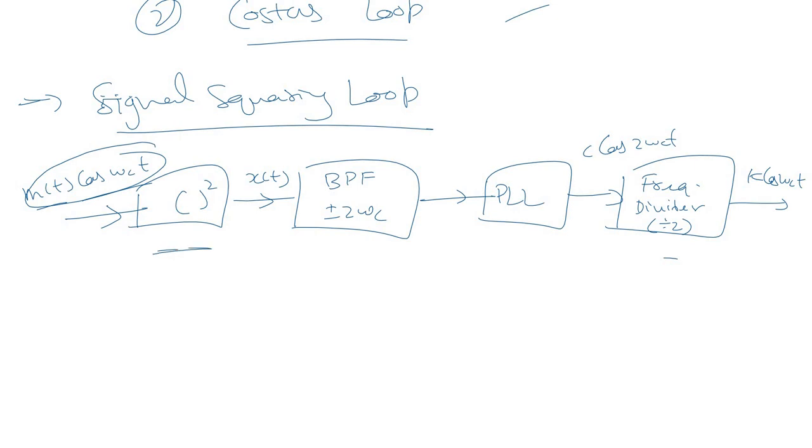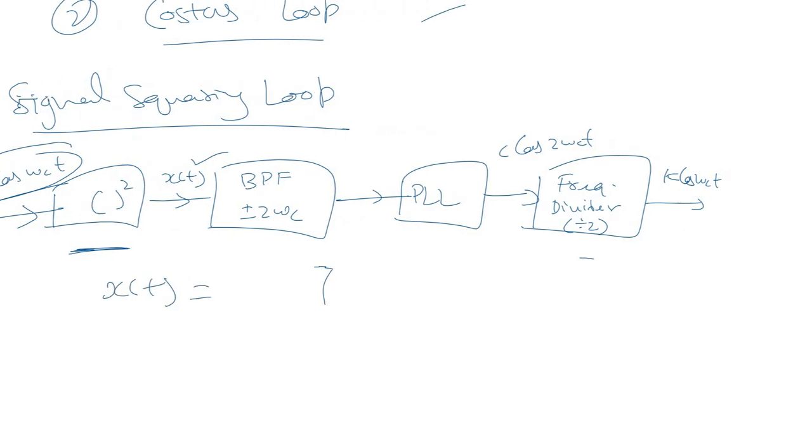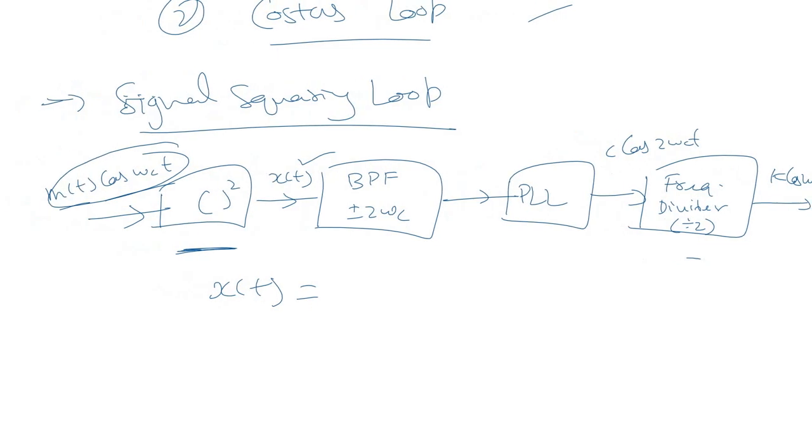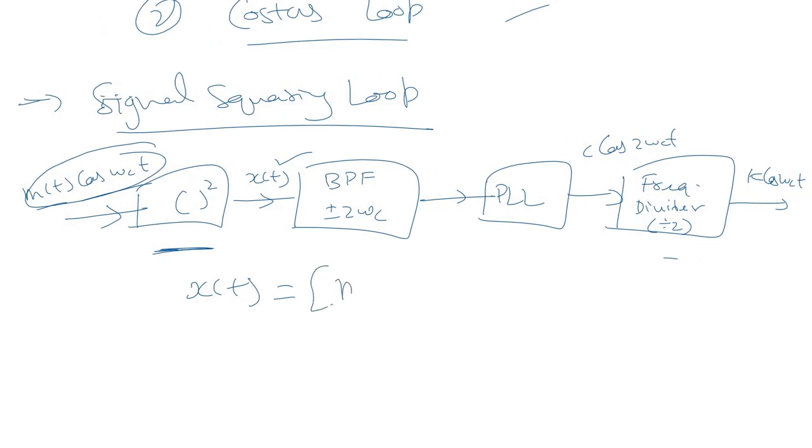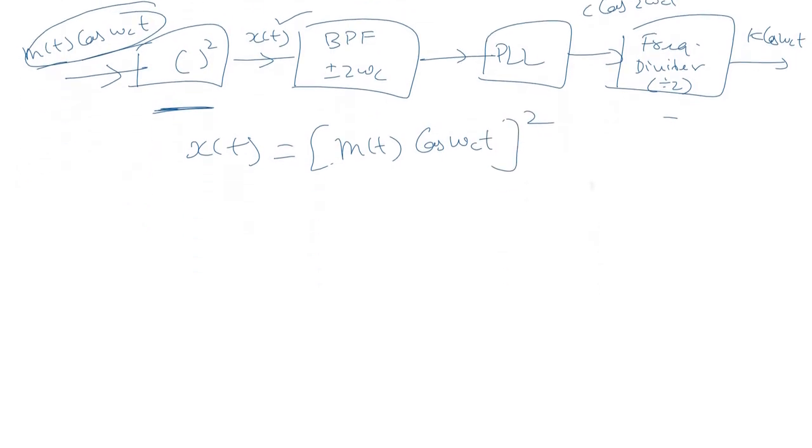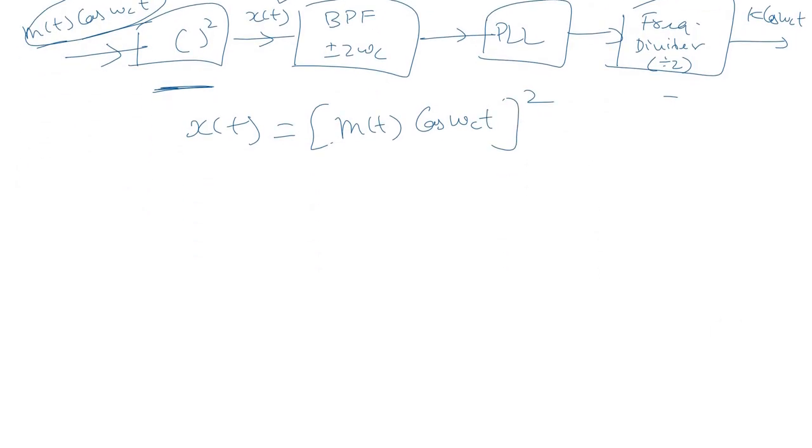The very first step is the squaring process. So the output of this squaring process is x(t). So this x(t) will be nothing but square of the input signal, that is m(t) into cos ωct, square of this, right? Let us simplify it. We get 1/2 m²(t) plus 1/2 m²(t) cos of 2ωct, right?